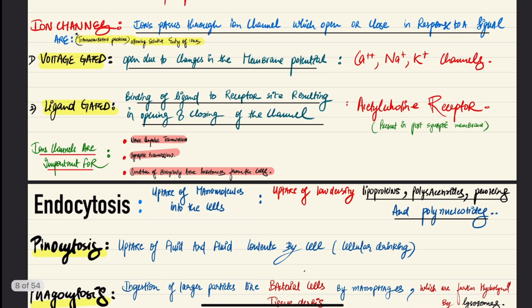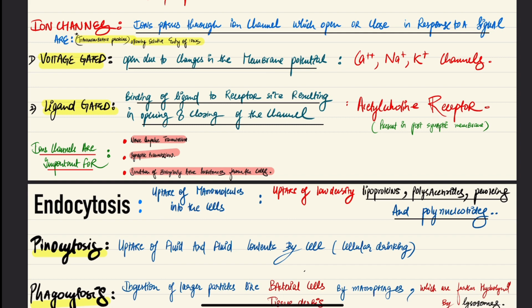Let's talk about ion channels. Ion channels, what are these? Ions pass through ion channels which open or close in response to a signal. And these signals can be of two types: either voltage gated or ligand gated. Voltage gated means it opens due to changes in the membrane potential. Membrane potential means the membrane voltage. Calcium, sodium, and potassium channels are examples of voltage gated channels.